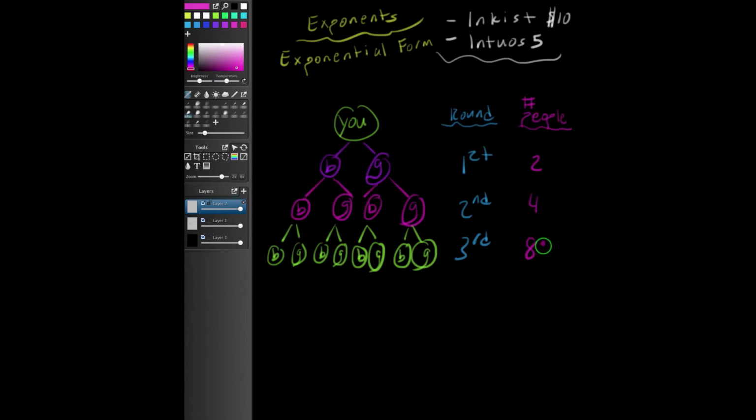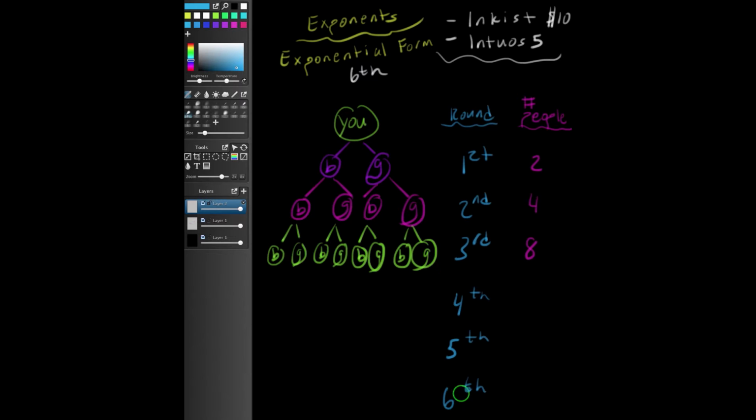So what if I wanted to know how many people would know or learn the information in the 6th round? And also on top of that, I want to have it written in exponential form. So those are the 2 things that I'm wanting to see here. Let's just continue building on with the rounds for a second. So we have the 4th round, the 5th, and finally the 6th round.